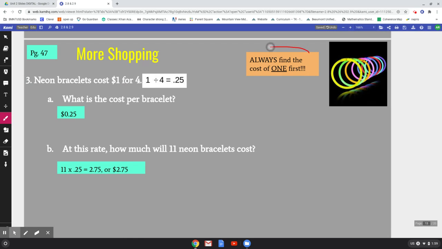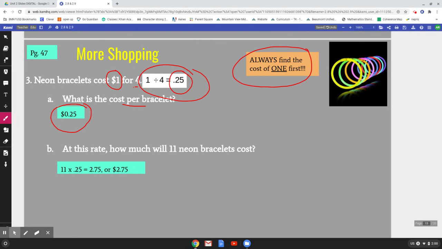Okay, last one. Find the cost of one. So you're going to take the money and you're going to divide it by the amount. So it's $1 for 4 of them. So you know that. That's 4 quarters, right? So a quarter is each bracelet. So what's the cost per bracelet or for one bracelet? The answer is 25 cents because I did it right here.